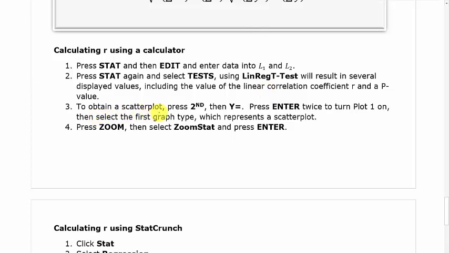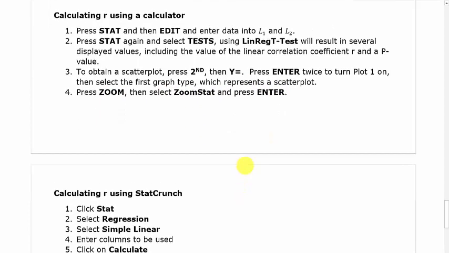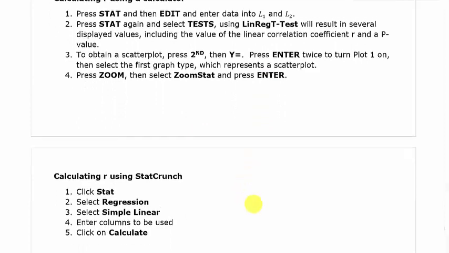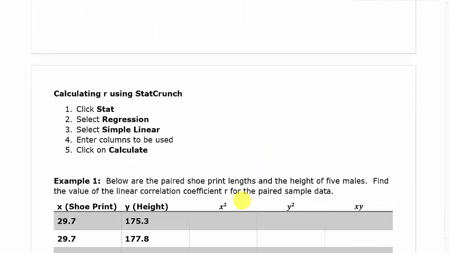You can obtain a scatter plot. You would press second and then y equals. Press enter twice to turn the plot on. Then select the first graph type, which represents a scatter plot, and then press zoom and select zoom stat and then enter, and you will get a scatter plot on your graphing calculator.